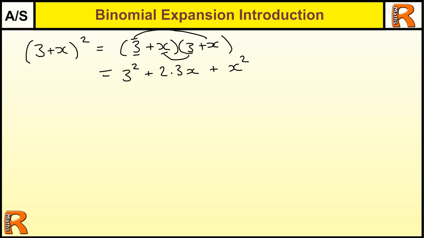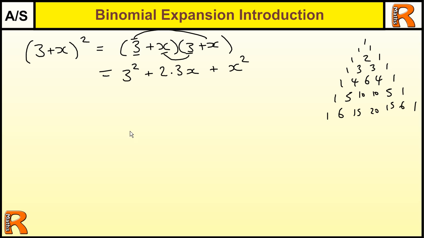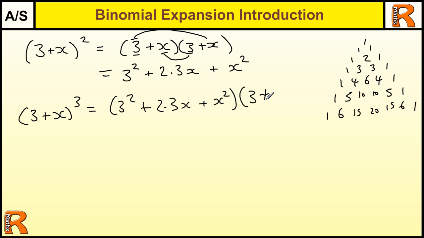Okay, now remember our Pascal's triangle. Let's have a slightly bigger version of it over here. The third row, which is the one we're using here, we've got 1, 2, 1. So we've got 1 lot of 3 squared, 2 lots of 3x, and 1 lot of x squared. If we go up a power, so we go (3 + x)³, then I've got this 3 squared plus 2 times 3x plus x squared, times by (3 + x).